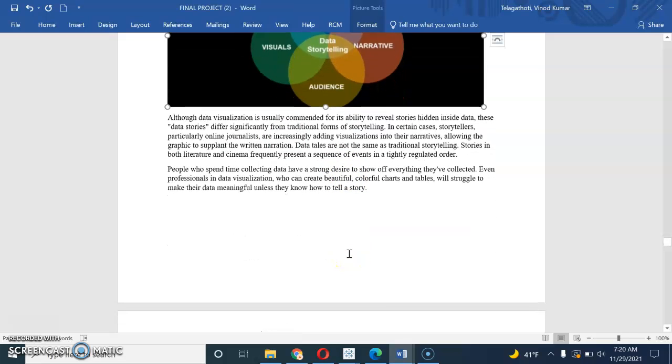Although data visualization is usually praised for its ability to reveal stories hidden inside the data, these data stories differ significantly from traditional forms of storytelling. In certain cases, storytellers, particularly online journals, are increasingly adding visualization into their narratives, allowing the graphic to supplement the written narration. Data tales are not the same as traditional storytelling. Stories in both literature and cinema frequently present a sequence of events in tightly regulated order.